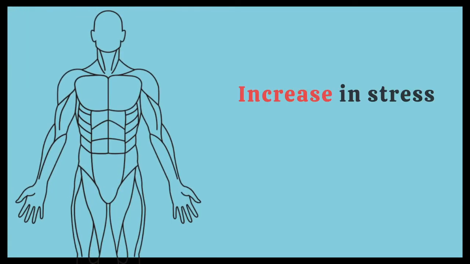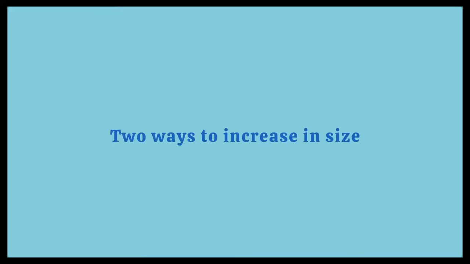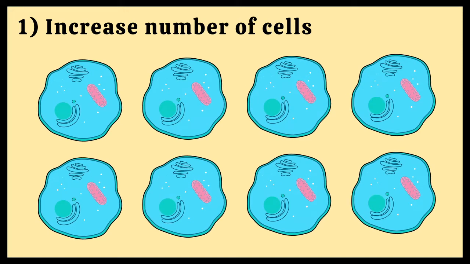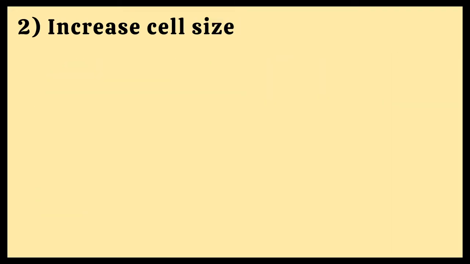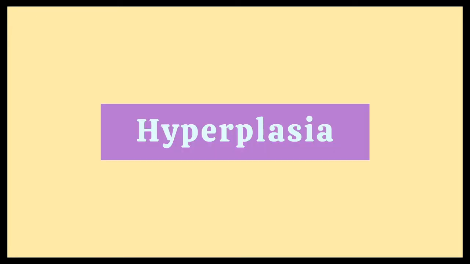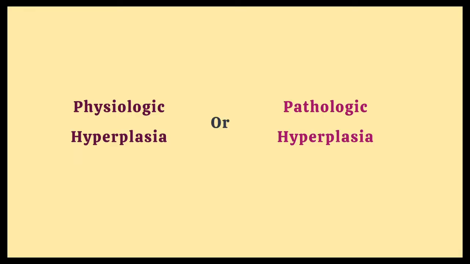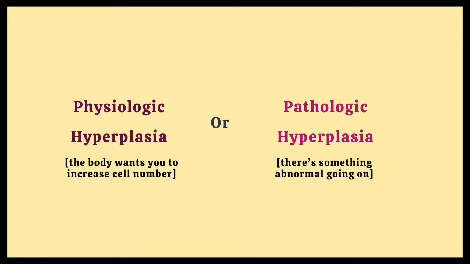One of the ways the body adapts to an increase in stress is by increasing its organ size. There are two ways a cell can do this. It can either increase the number of cells, which is called hyperplasia, or it can just make each cell bigger, which is called hypertrophy. Let's talk about hyperplasia. Hyperplasia, which means increasing its number, can be physiologic or pathologic. Physiologic means that it's part of nature's plan. Pathologic means something has gone wrong. It's not what it was intended to do in the first place.